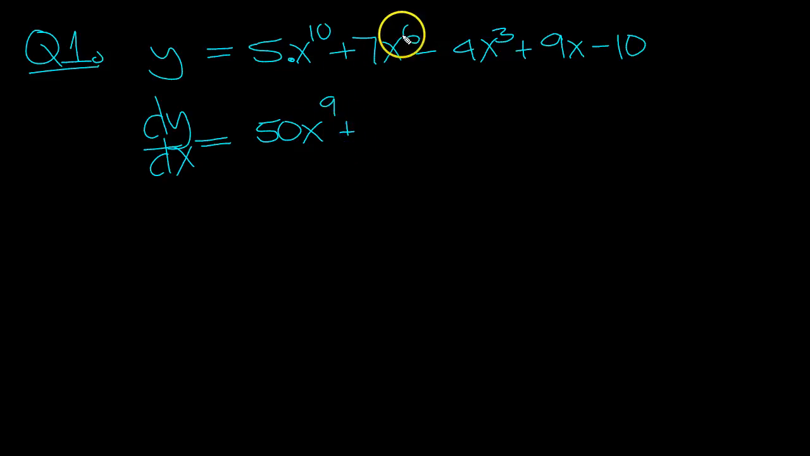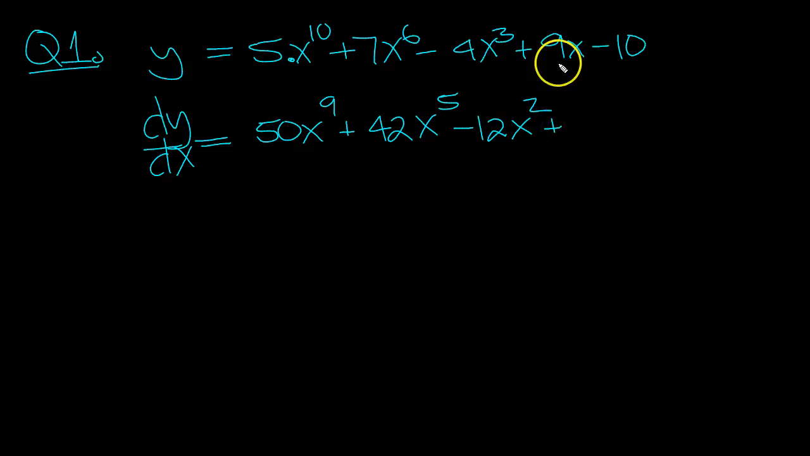Plus, differentiate the next one, the 6 comes down to be with the 7 to make 42. 7 6s are 42. x to the 1 less than 6 is 5. Next one, the 3 comes down to be with the 4 to make 12 with a minus. x to the 1 less than 3, which is 2.